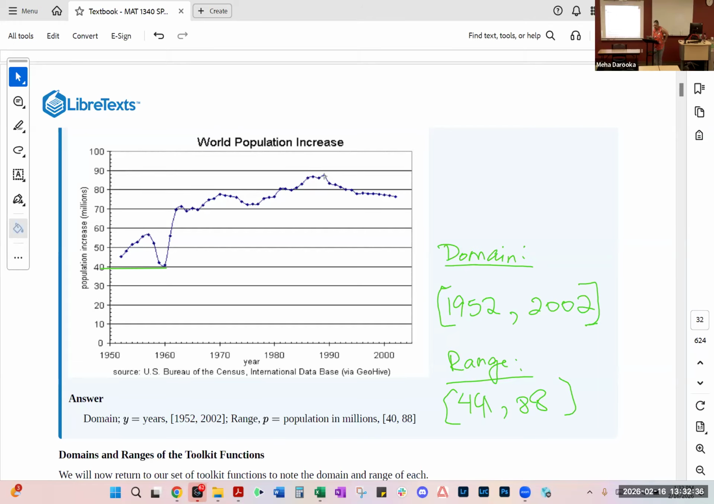And then, of course, the highest one looks like it's this point. So yeah, if you try to get it straight, it does look like it should be at 88. So 40 to 88. So yeah, sorry about that.